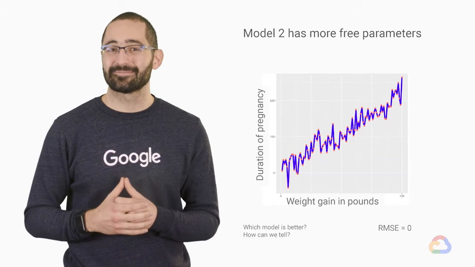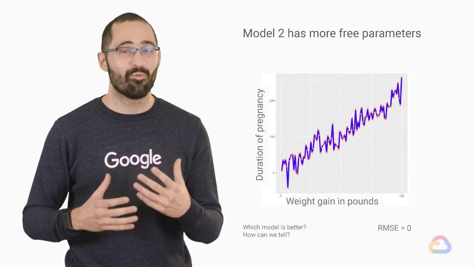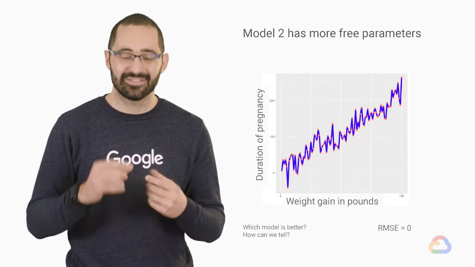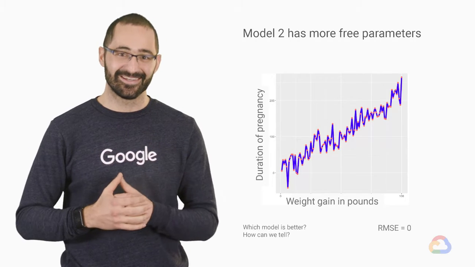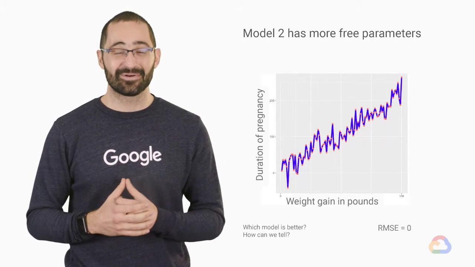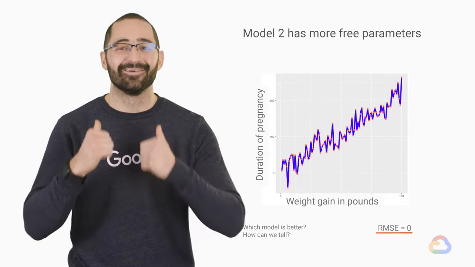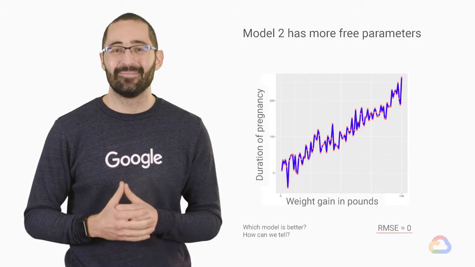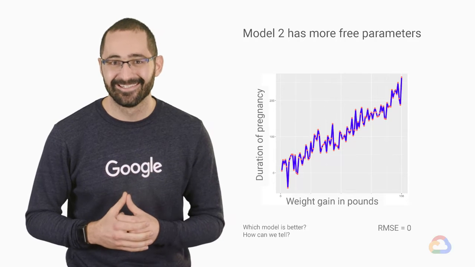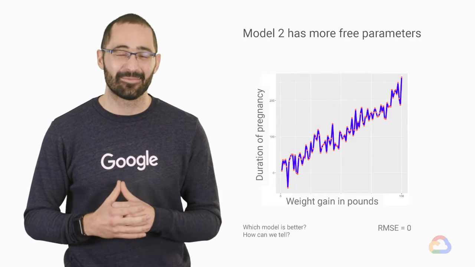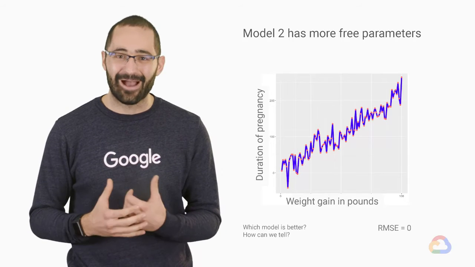All right, but look at this. What if we used a more complex model? A more complex model could have more free parameters. In this case, these free parameters let us capture every single squiggle in that data set, as you see there. We've reduced our RMSE all the way down to 0. The model is now perfectly accurate. Are we done? Is this the best model? Can we productionalize this? Well, you might feel there's something fishy going on with model number 2. But how can we tell?